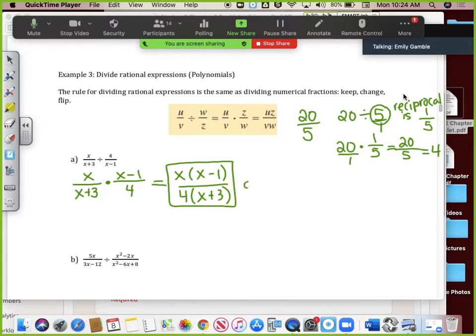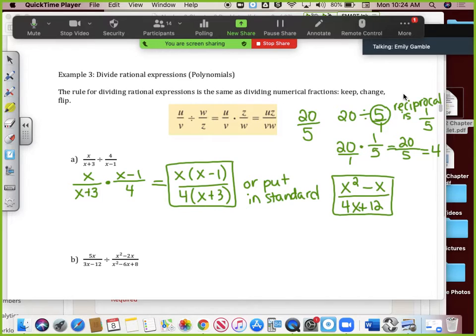If they said put it in standard form, then your answer would require you to actually multiply, in this case using the distributive property. x times x is x squared, minus x times 1 is x, over 4 times x is 4x, plus 4 times 3 is 12. This would be in standard form. The other answer would be in factored form.